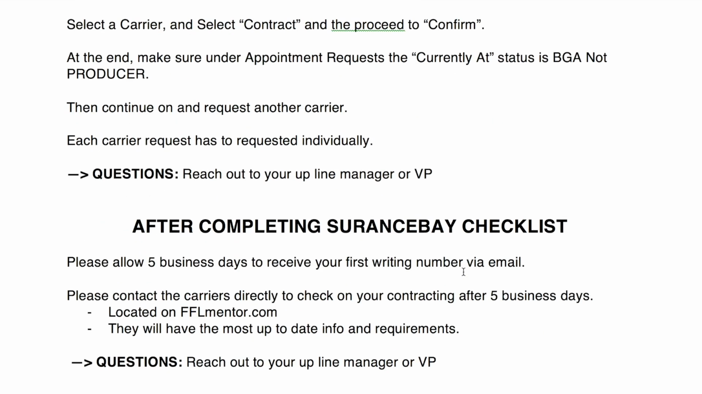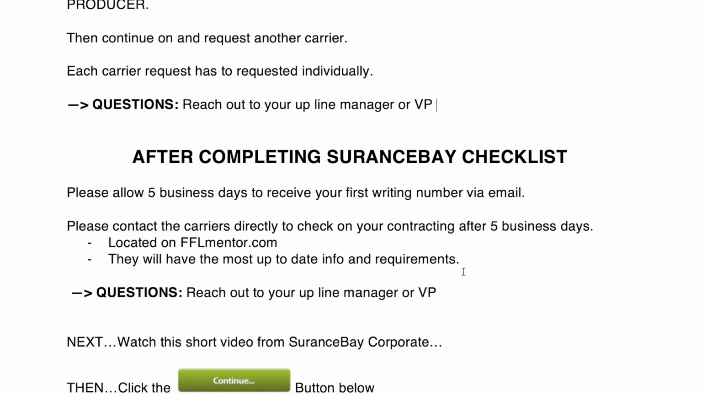Now, after you've completed SuranceBay, you've got all your carriers requested, they all say BGA, perfect. Please allow 5 business days before your first writing number comes in via email. Then, please contact the carriers directly to check on your contracting after the 5 business days. Call them directly. All the phone numbers are located on our training website, fflmentor.com. They will have the most up-to-date information. And if you need any help with this, please ask your upline manager or vice president for any help on this.